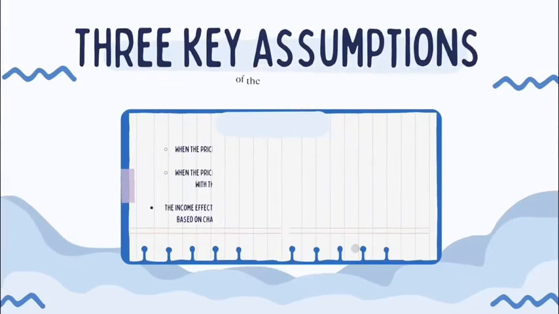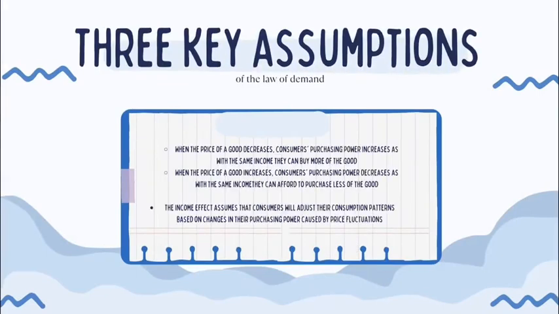Now let's talk about the three key assumptions of the law of demand. The income effect describes how a change in a person's real income, so in their purchasing power, affects the quantity of a good or service they choose to buy. What causes the income effect? When the price of a good changes, it affects how much you can buy with your income, even if your actual money income stays the same. So if the price of a good falls, your income effectively goes further. You feel richer, so you may buy more of that good and possibly more of other goods too. If the price of a good rises, your income buys less. You feel poorer, so you may buy less of that good and possibly less of other goods.